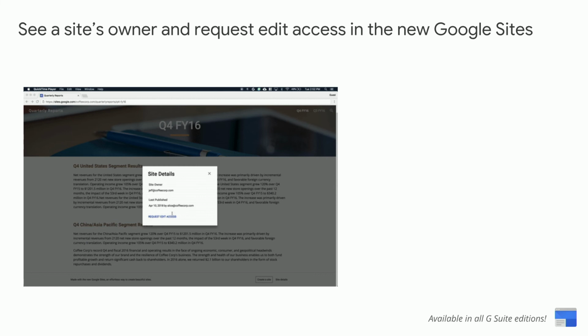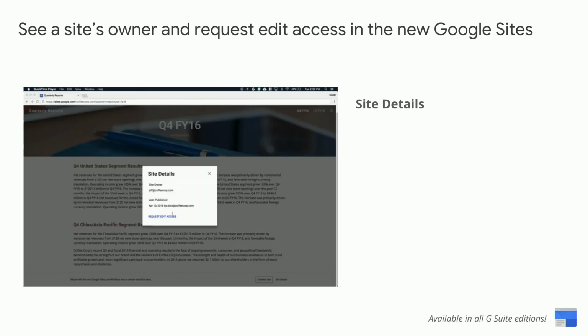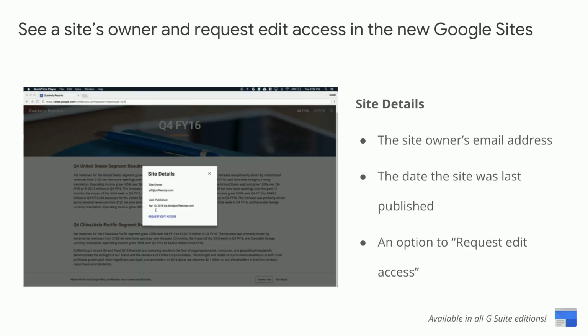To control the flow of information across your organization, you often need increased visibility into new Google Sites being created by your users. To help you do this, we're adding a feature in the new Google Sites that'll make it easier for you to get additional information about individual sites. If you have the appropriate permissions as an admin, you'll see a Site Details button in the footer when browsing a site. This will enable you to see the site owner's email address, the date the site was published, and an option to request edit access. Super admins and any other admins with the View Details of New Google Sites privilege will be able to see the Site Details link in the site footer.